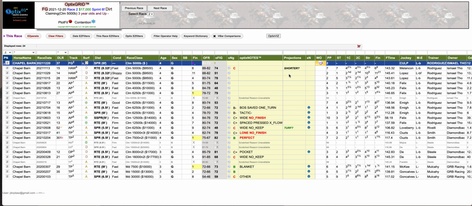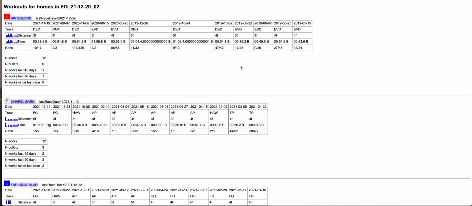The one thing that jumped out, I don't go too much on this generally, but when I see something, again, I'm looking for exceptions. So I looked at the workout report on the number 2.